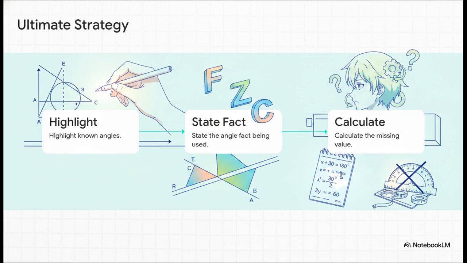Step 1. Visually highlight the angles you already know. Step 2. Explicitly state the angle factor using. Ask yourself, is it an F, a Z, a C, or a straight line? Step 3. Do the calculation. And please, slow down here and promise me this: never, ever use a protractor to just measure and guess an angle on an exam. These diagrams are almost never drawn to scale. They're designed to test your logical deduction, not your measuring skills.